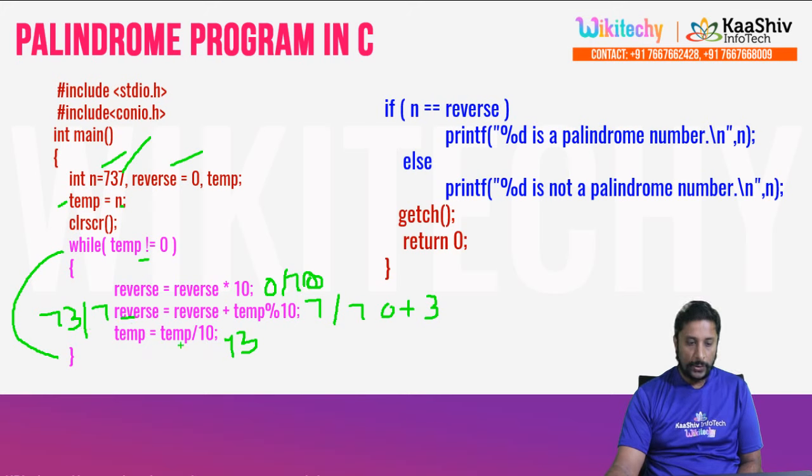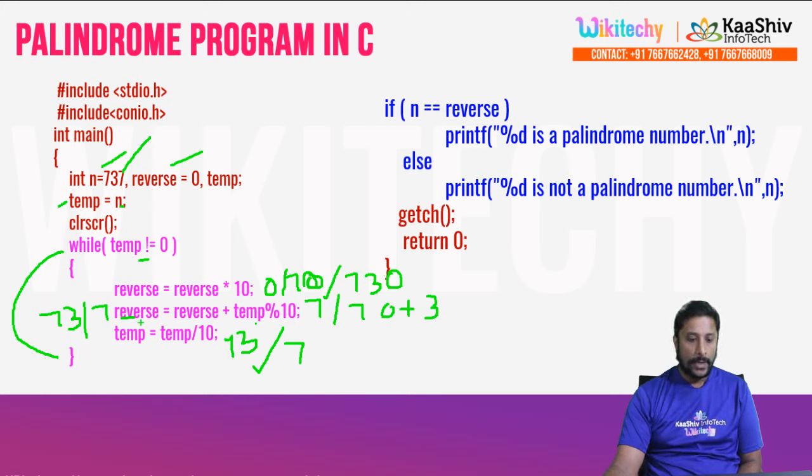Temp is equal to temp divided by 10. The value is 73 here, and divided by 10, the value becomes 7. Once again checking, temp not equal to 0. Yes, temp is not equal to 0. Now once again the condition will come here. The reverse value is 73 here. 73 into 10, now the value became 730.